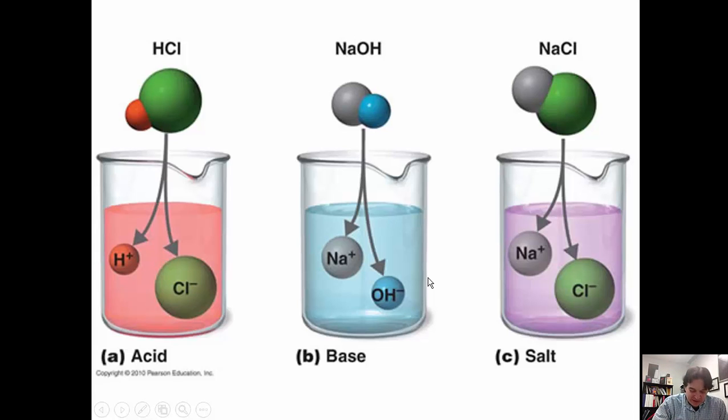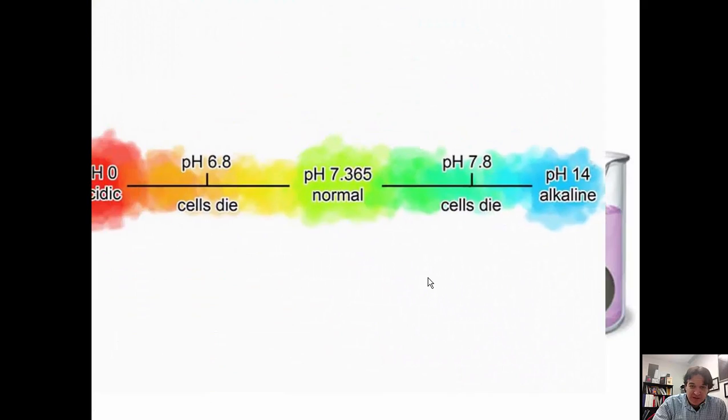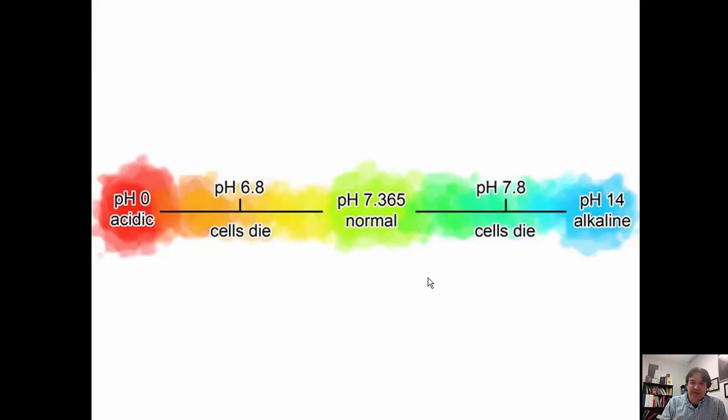Okay, now the pH scale of the blood is about 7.35 to 7.45, and so it's a range. They give you a specific number in this picture. But if the blood gets too acidic, down here on the acidic side, cells start to die. If the blood gets too alkaline, cells start to die, your blood cells. And so we don't want that. We want the blood to stay within a regular pH.